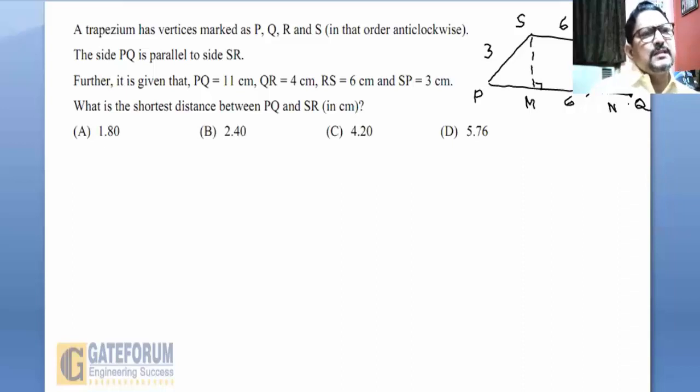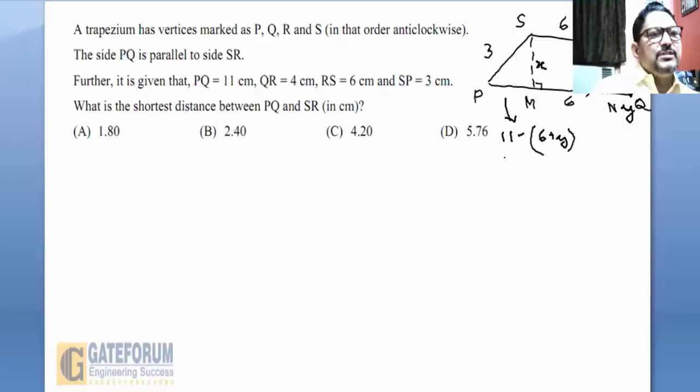Now we can say that instead of 11, we can write MN as 6. Let us assume, suppose NR, that is the length of the perpendicular, as X. Let this be X, so this is also X. And let us assume NQ as Y. Now because NQ is Y, we can say that PM is 11 minus 6 plus Y, which is nothing but 5 minus Y. Well, we should not forget that these are two right-angled triangles.